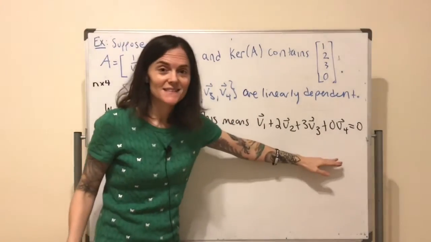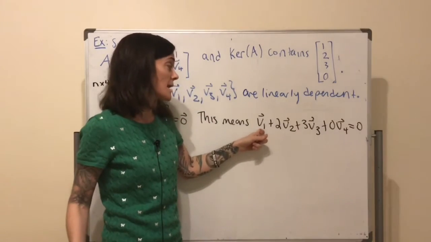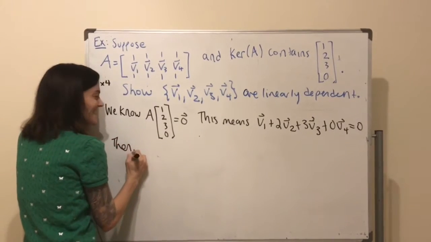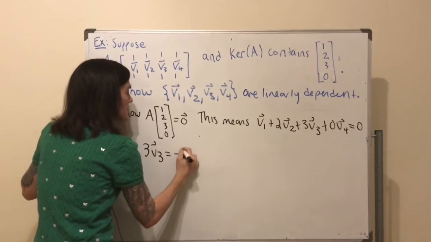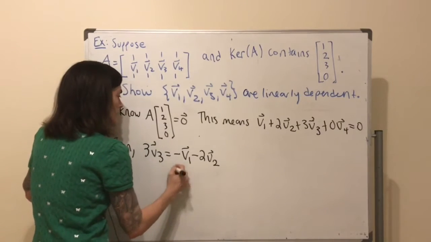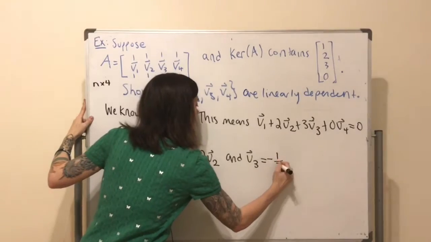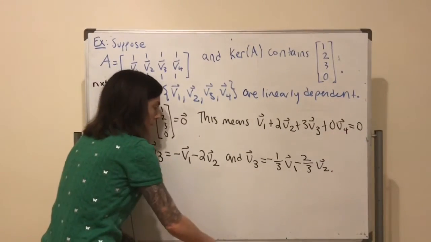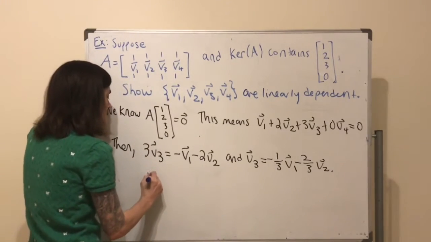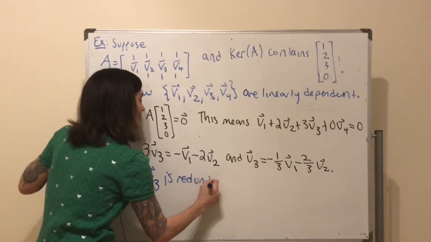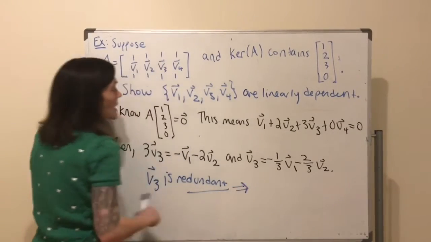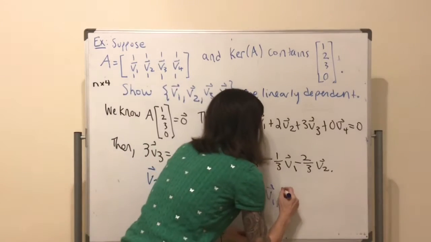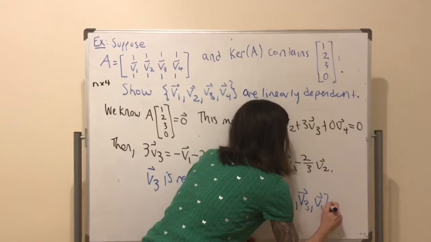And now I can use this to solve, well, let's see, I'll get v3 as a linear combination of v1 and v2, just like this. So 3v3 is minus v1 minus 2v2, and we just divide by 3: minus a third v1 minus 2/3 v2. So what we see here is that v3 is a linear combination of v1 and v2. Vector v3 is redundant. Thus this collection v1, v2, v3, v4 is linearly dependent.